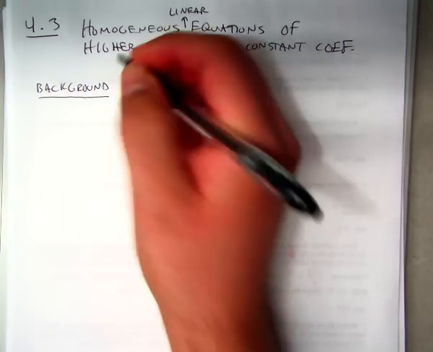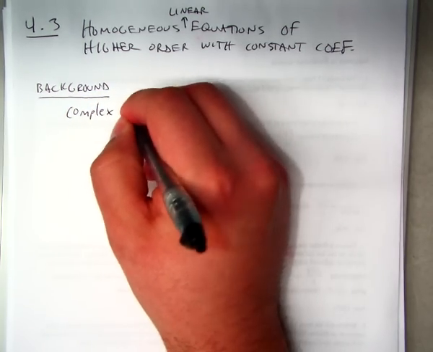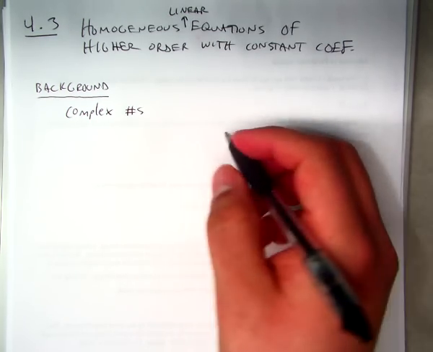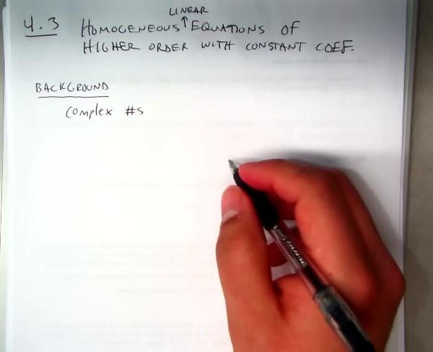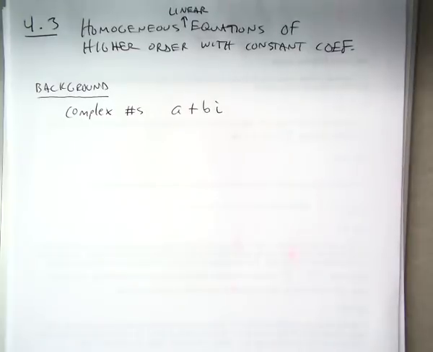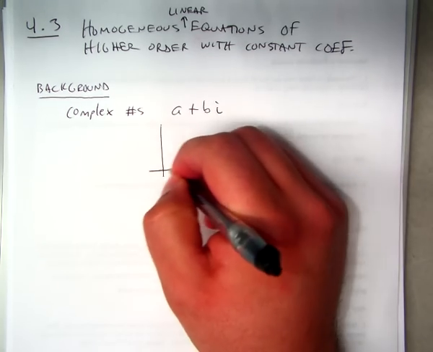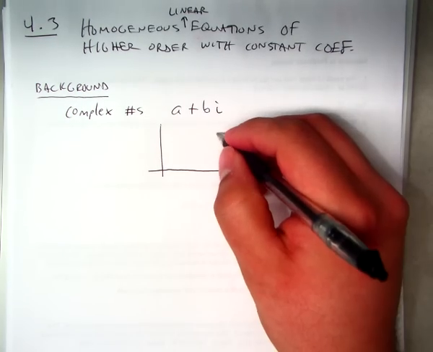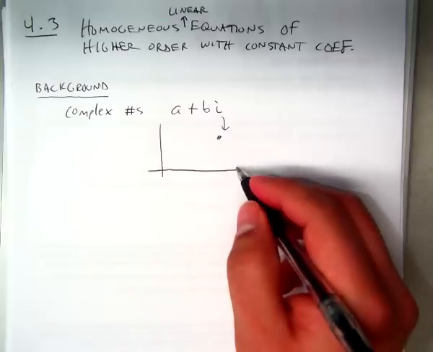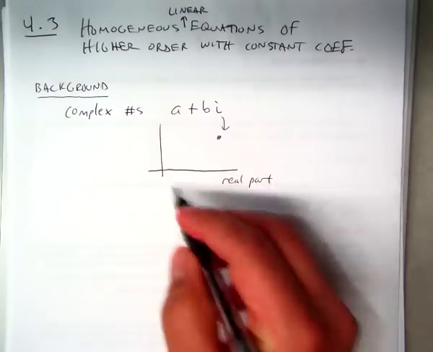Complex numbers. Never thought you'd see those again, right? Look like what? Okay, good. A plus bi. We can graph these in a complex plane where the x-axis is going to denote the real part of the number, and the y-axis would be the imaginary part.